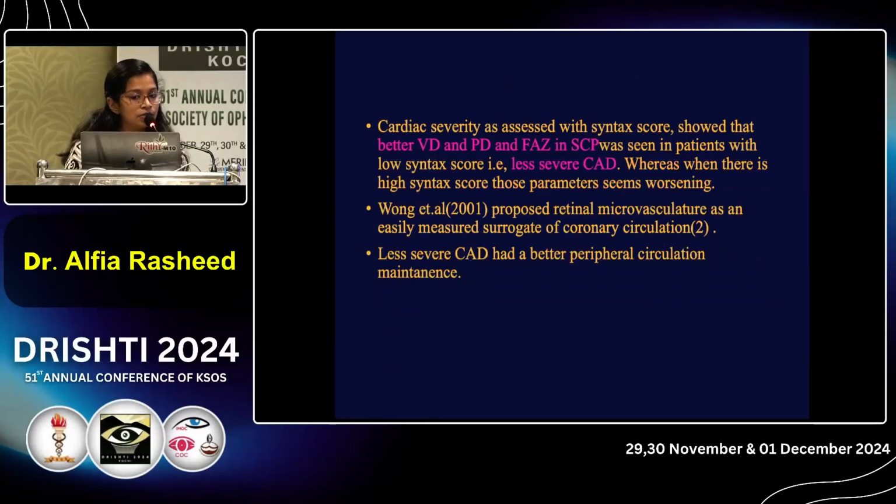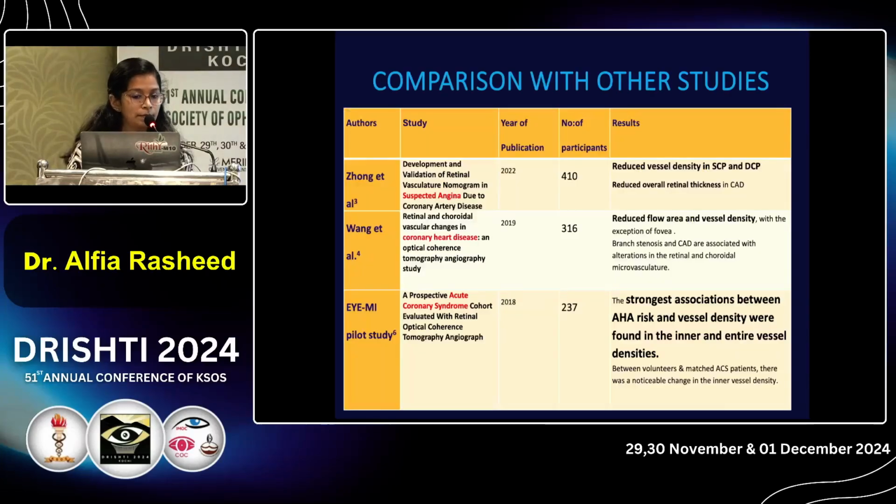Cardiac severity, as assessed by the SYNTAX score, showed that less severe CAD has better vessel density, better perfusion density and FAZ. Wong et al. proposed that the retinal microvasculature is considered an easily measured surrogate for the coronary circulation. So less severe CAD has better perfusion maintenance. Compared with other studies, Song et al.'s study in suspected angina showed reduced vessel density in SCP and DCP, and Wong et al.'s study in coronary heart disease showed a reduced flow area and vessel density. The study in acute coronary syndrome showed a stronger relationship between the risk and the vessel density.